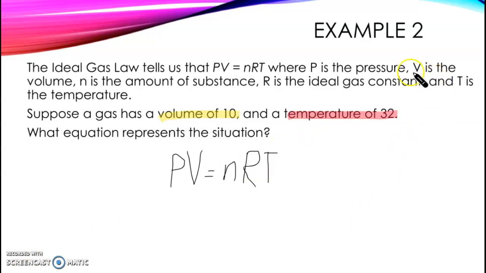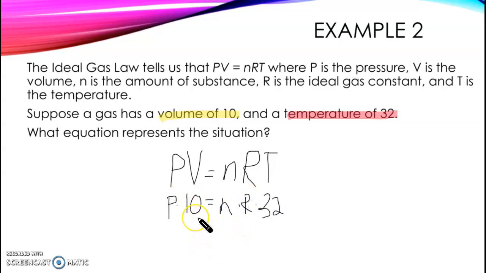So it says up here that V is the volume and that T is the temperature. So I'm going to replace 10 for V and 32 for T. And the rest of these are just being multiplied out. P times 10 equals N times R times 32.